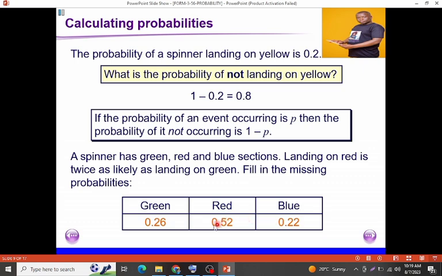Please try to sum these up. You get a total of 1. I hope you capture that. Alright.